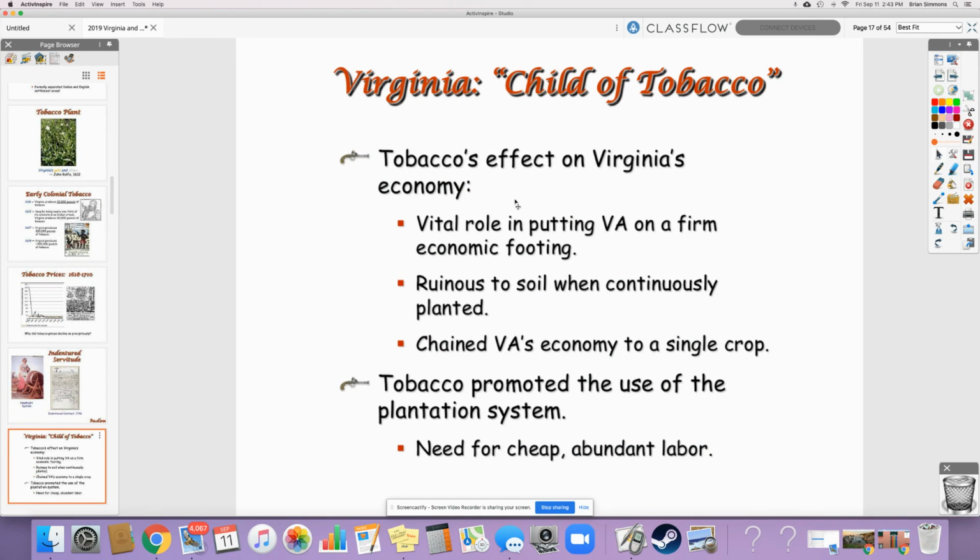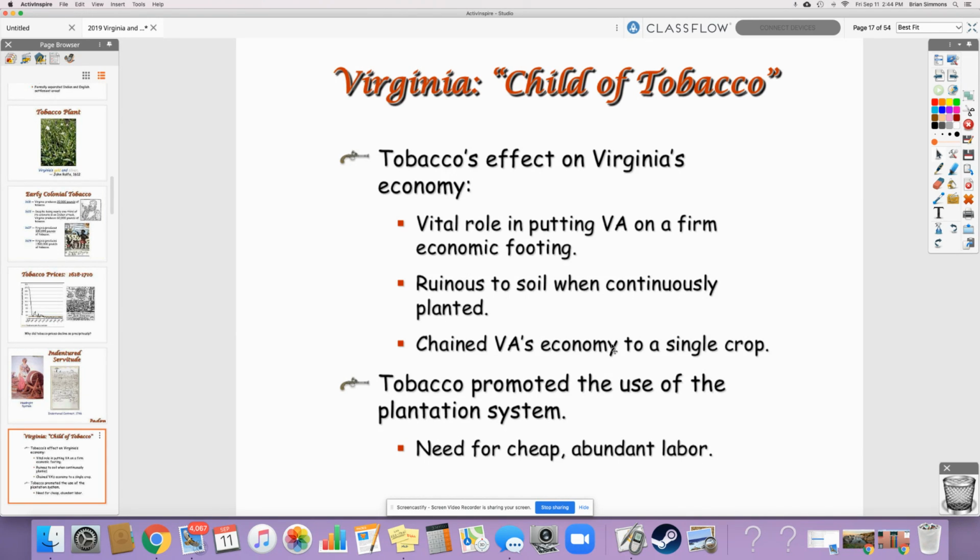Virginia is going to really see some negative side effects of focusing so much on tobacco. One of them is that tobacco is a really nutrient-demanding crop. It is going to ruin the soil, and that's going to help push manifest destiny from the very inception of the British colonies. Because as the land lost its nutrients and you have people that want to continue to grow tobacco, they're going to search for further land west to continue that growth of tobacco.